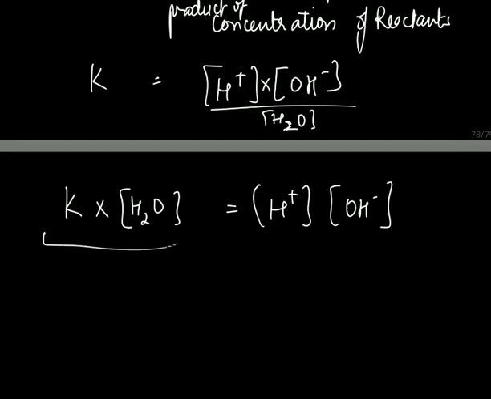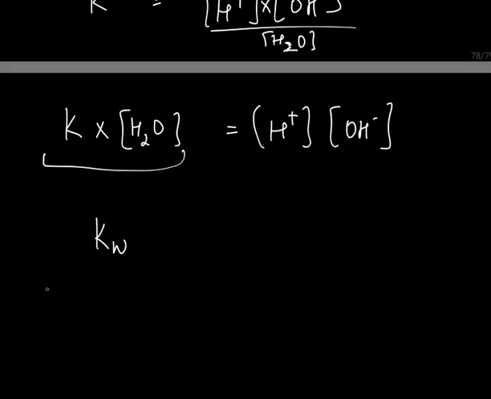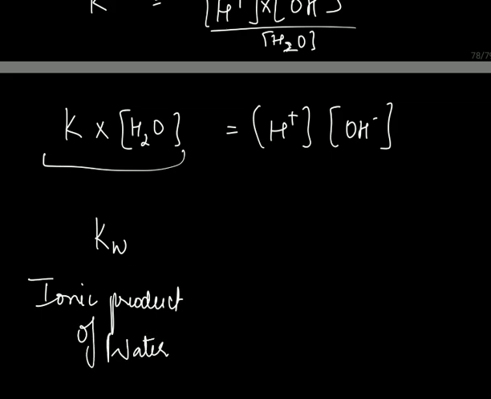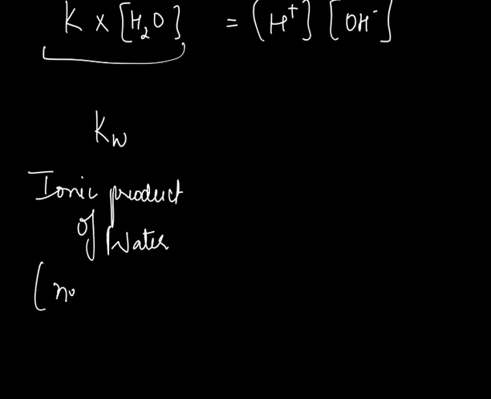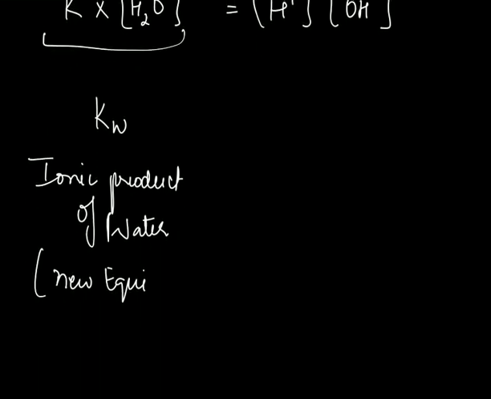Now since we have done this, we have a new equilibrium constant, which we call the ionic product of water, Kw. W stands for water. This is a new equilibrium constant which is introduced when we multiply the concentration of water into the equilibrium constant.